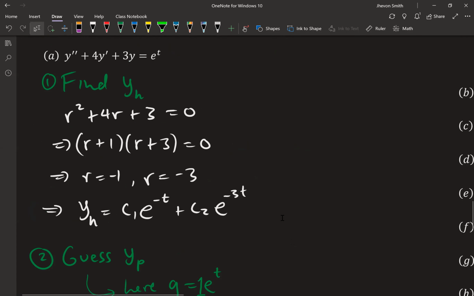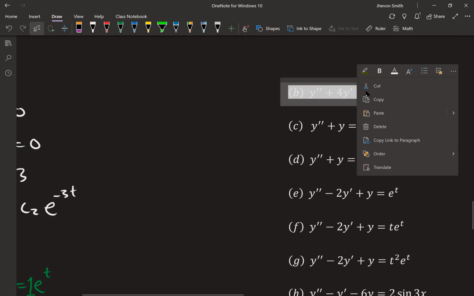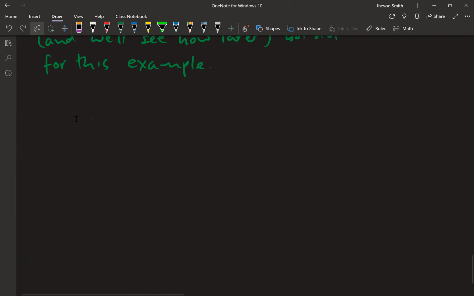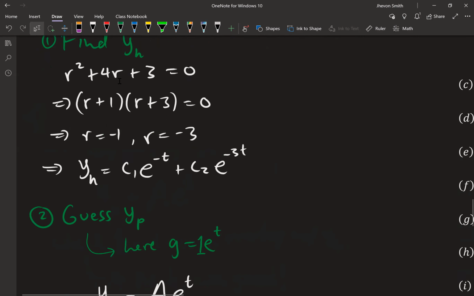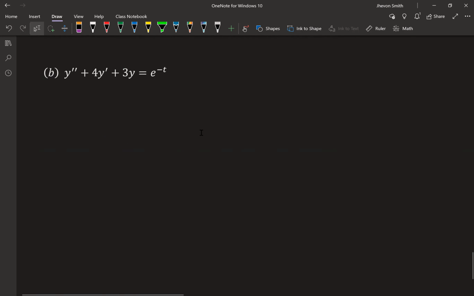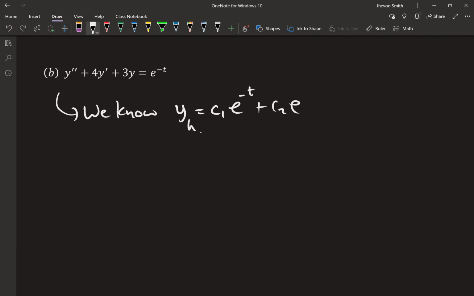All right, and that's it. Hopefully that wasn't so bad, but let me see if it was bad, and you guys let me know. This example, what do we do? In fact, the first part here is very similar to what I had here. So we have the homogeneous solution already. I already actually did that for you. We know YH equals C1 e to the minus t plus C2 e to the minus 3t. All right, someone guess what my YP would look like. What's your guess for YP?